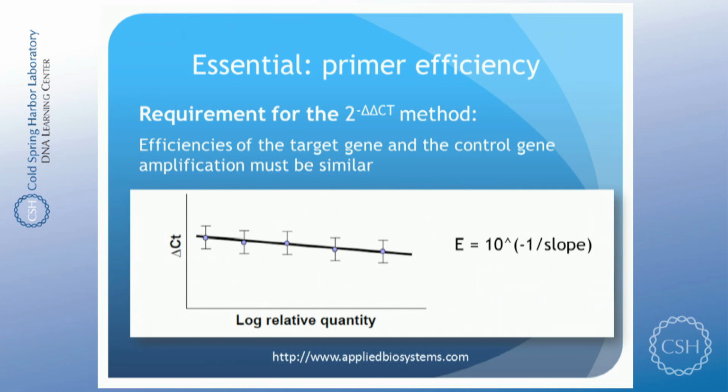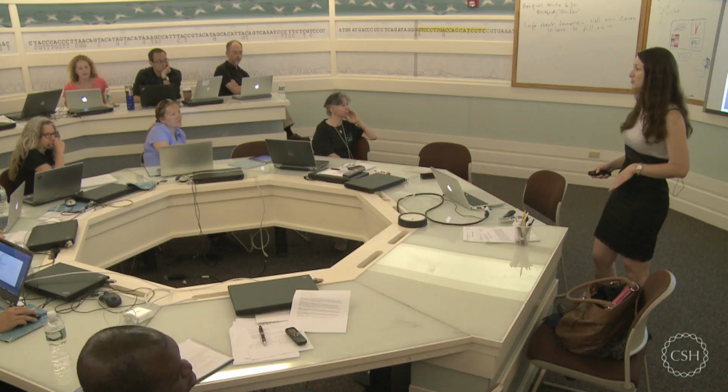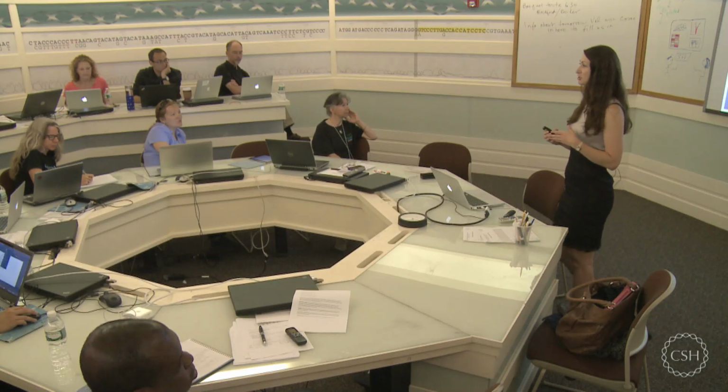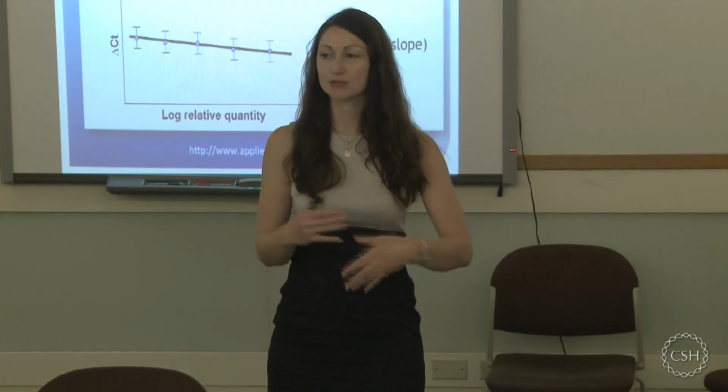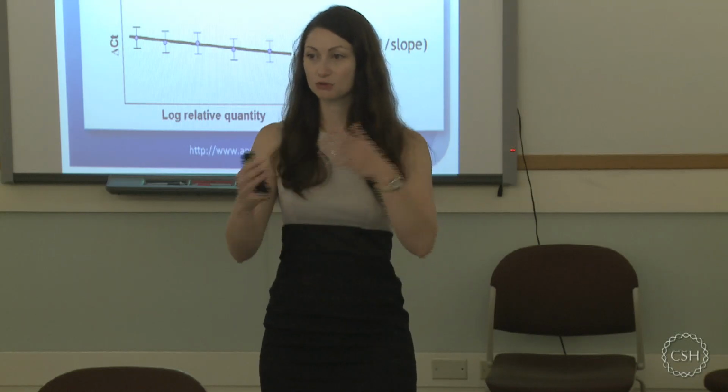You can calculate this E value where you plot on the y-axis the delta CT and on the x-axis the log of the relative quantity, and then you should get a linear correlation and you get a slope. The slope in the optimal case is around minus 3.32. Basically, it just means that if you solve this equation, you want your efficiency to be 1 or 100%. That would then mean you have an exponential increase from 1 nanogram to 2 to 4 and so on.